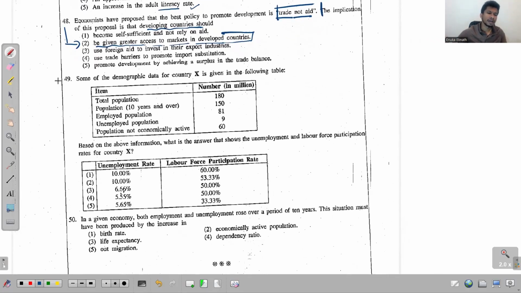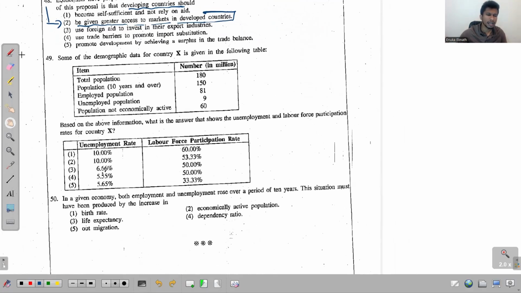Right. Question 49. Some of the demographic data for country X is given in the following table. So by giving all these values, what do they ask us to calculate? Unemployment rate and also labor force participation rate.